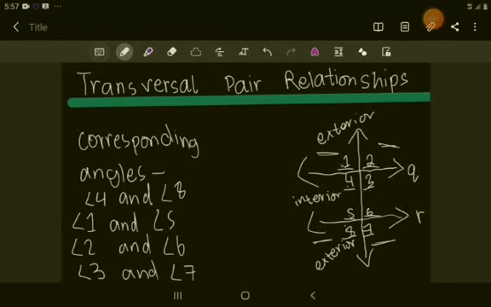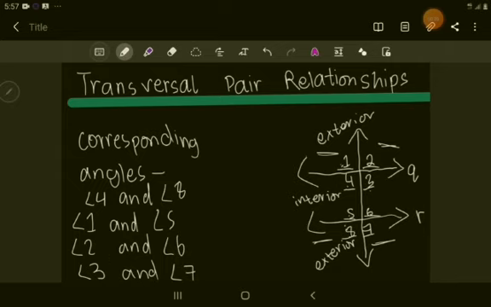Now we have the corresponding angles. Corresponding angles lie on the same side of the transversal and on the same side of the lines Q and R. Examples are angle 4 and 8, angle 1 and 5, angle 2 and 6, angle 3 and 7.